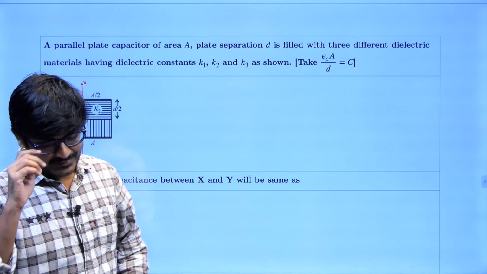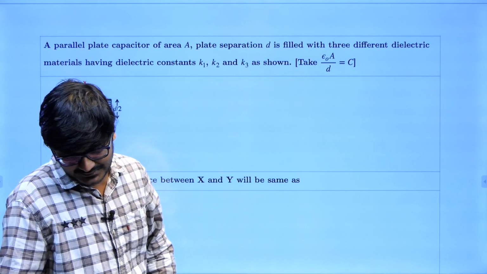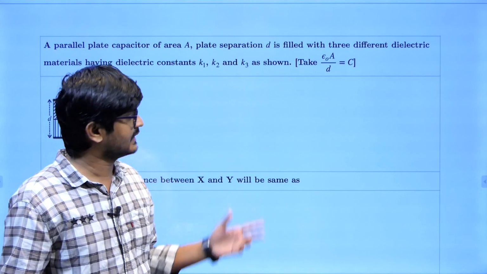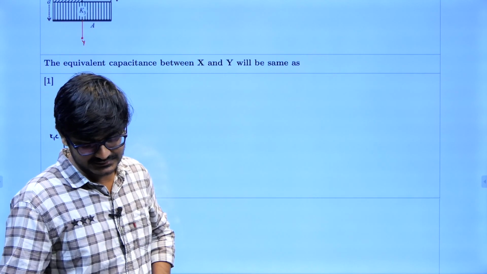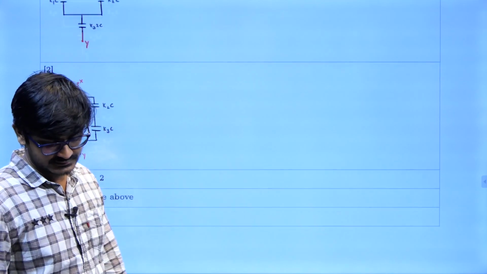Next question goes like this: a parallel plate capacitor with separation D is filled with 3 different dielectric materials having dielectric constants K1, K2, K3 as shown. Take epsilon A by D as C. Then what is the equivalent capacitance? Now majorly it's like A or B.